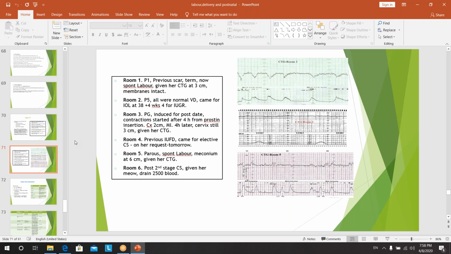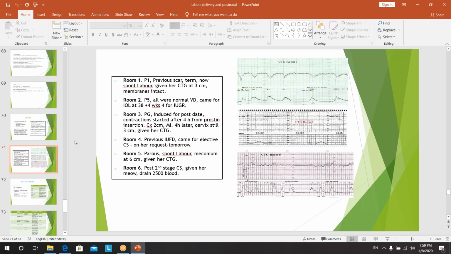So then which other CTG is this, for room 3? We have a CTG as well? Yes, this is for room 3. Yeah, the lady who was induced and membranes were intact. So room 2 has basically no variability and no contractions as well. So this room 2 needs an ARM to be done. So this is also urgent. And this previous IUFD, room 4, I've written her as routine.